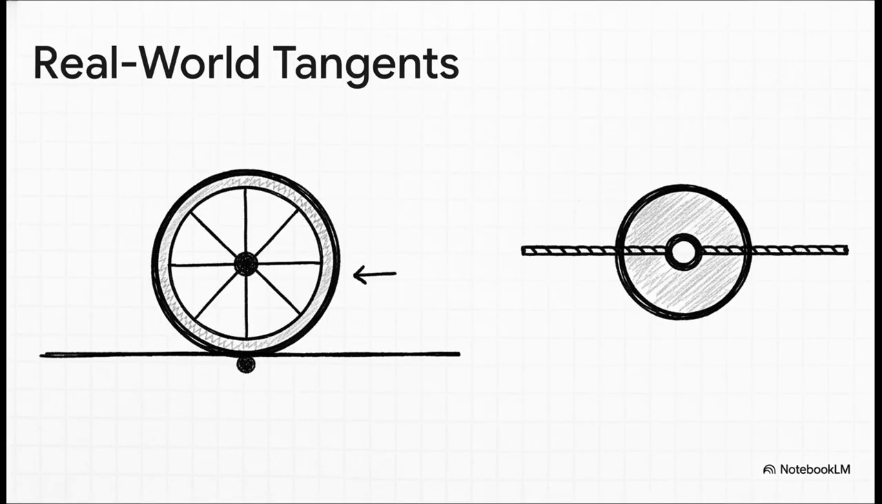And this isn't just some abstract math concept. You see tangents everywhere. I mean, think of a bicycle wheel rolling along the pavement. The ground is a perfect tangent line to the wheel, and at any given moment, there's just one tiny point of contact. Or picture a rope pulled super tight around a pulley. Those straight sections of the rope are tangent to the circular pulley.